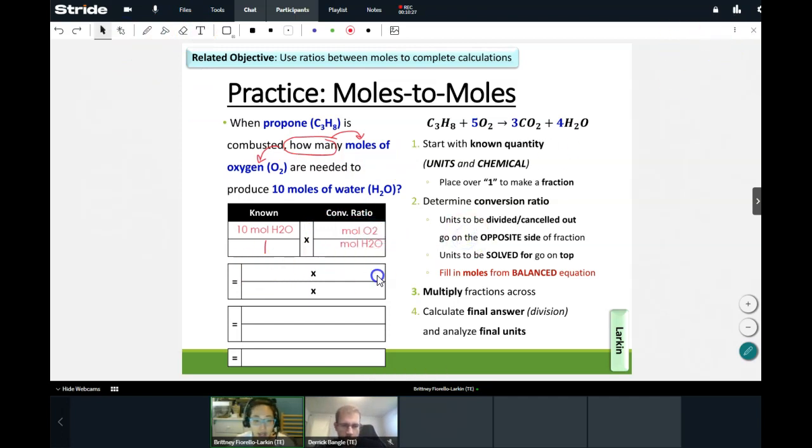All right, so let's go ahead and now take a look at filling this in. Remember, anytime we fill in a conversion ratio, it always has to come from something that is standardized, meaning something that's always true.